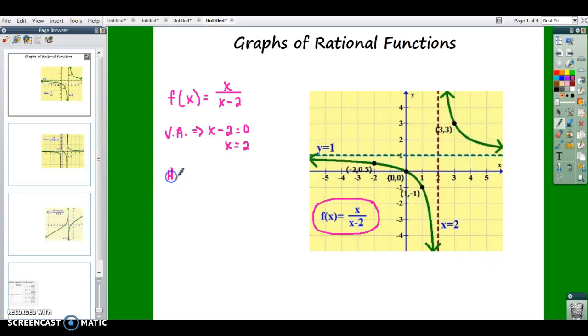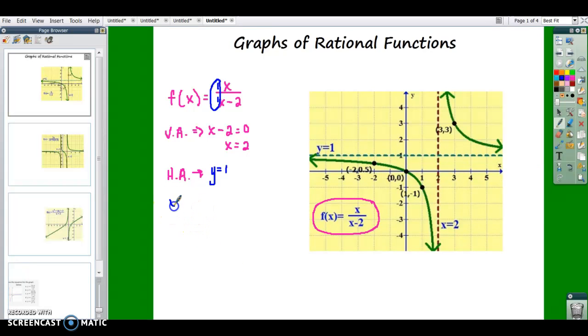For my horizontal asymptote, remember that I am just comparing the degree of the numerator and the degree of the denominator, and there's 3 different scenarios. If the degree of the numerator and the degree of the denominator are the same, then we are taking the coefficients in front as our horizontal asymptote. So the coefficient in front of x is 1, the coefficient in front of x down here is 1, so it's basically 1 over 1, or just 1. So if the degree of the numerator and the denominator is the same, we use the coefficients to determine where our horizontal asymptote is. And you'll see that y equals 1 there.